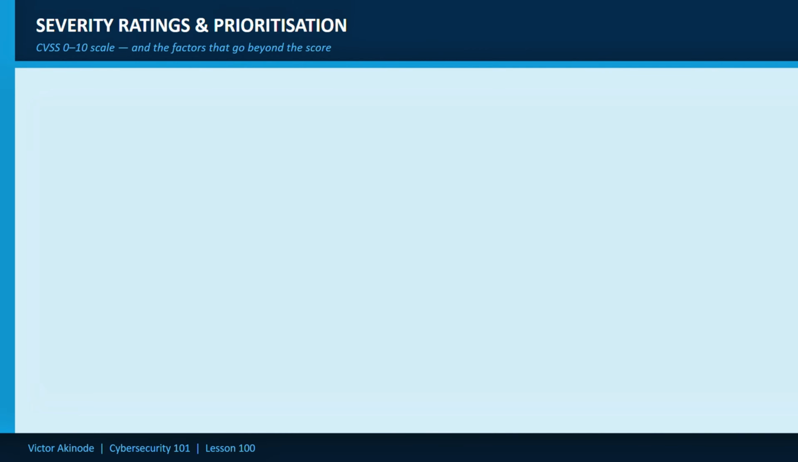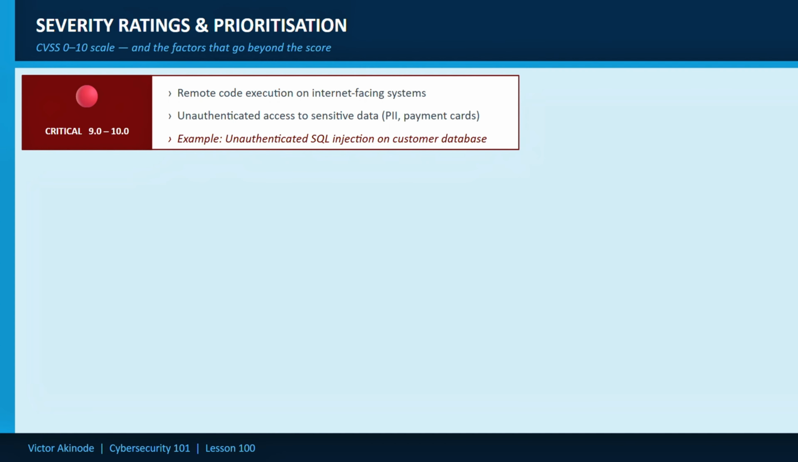Now let's move to severity ratings and prioritization in report writing. Understanding severity rating is critical for prioritization. And CVSS, which is the Common Vulnerability Scoring System, is what we use for that. And this scoring system uses a scale of 0 to 10. The first one we'll consider for CVSS is critical severity, and this is in between 9.0 to 10.0. It includes remote code execution on internet-facing systems, authentication bypass on critical systems, and direct access to sensitive data like personally identifiable information, payment cards, or credentials. Example could be unauthenticated SQL injection on a customer database.